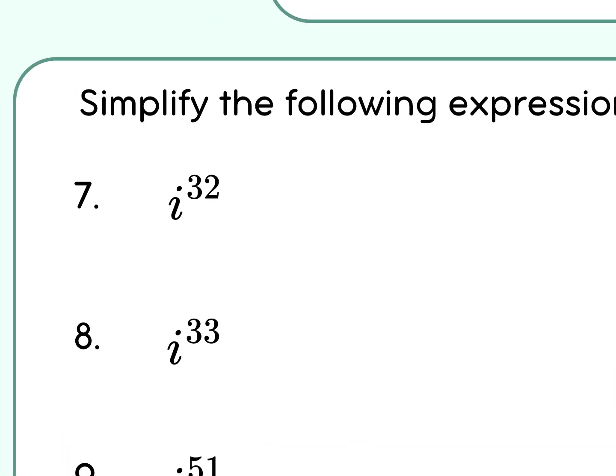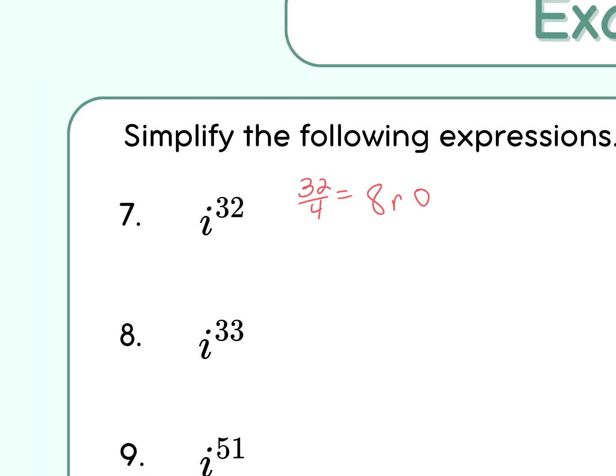Well, what is the process we're going to do? We're going to take our exponent and divide by what? 4, okay? What's 32 divided by 4? 8. What's the remainder? How many are left over? 0. There's 0 remainder. So look back at the chart. That becomes your new exponent. What you're really saying is this is i to the 0 power. What is i to the 0 power? 1.